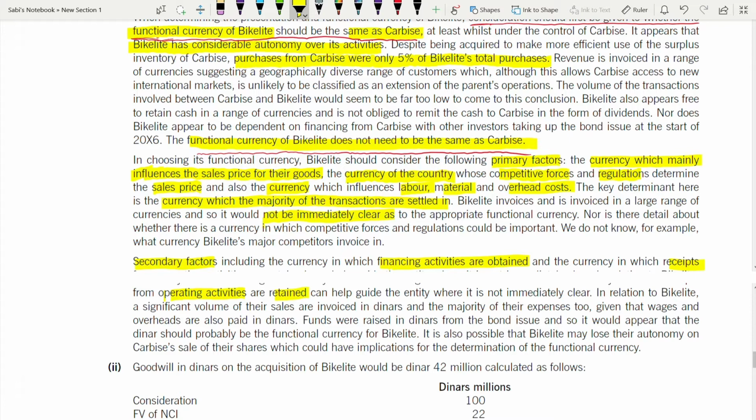In relation to Bike, a significant volume of their sales are invoiced in dinar. And the majority of the expenses too, given that wages and overheads are also paid in dinar. Expenses means what? It will cover overheads and wages, also in dinar. So funds were raised in dinar, even funds were raised in dinar from the bond issue. And so it would appear that the dinar should probably be the functional currency for Bike. So here, this should be the functional currency for Bike Limited.